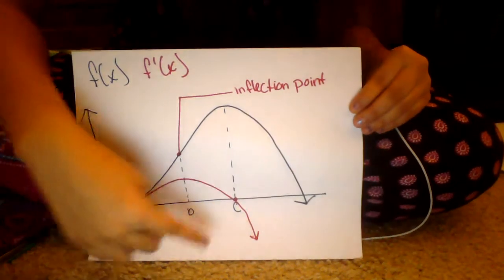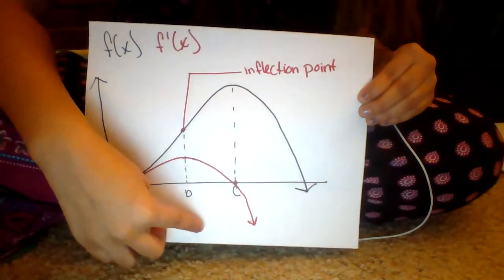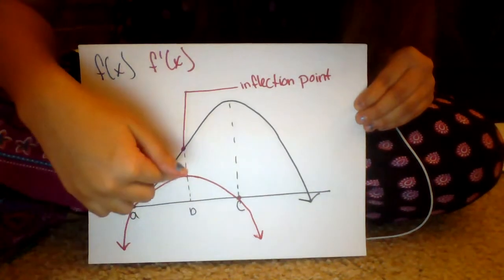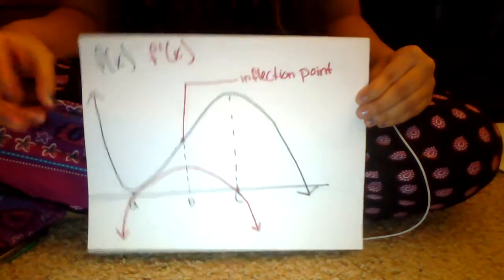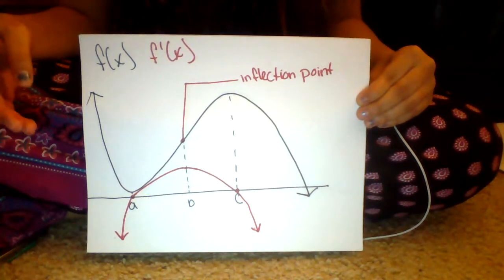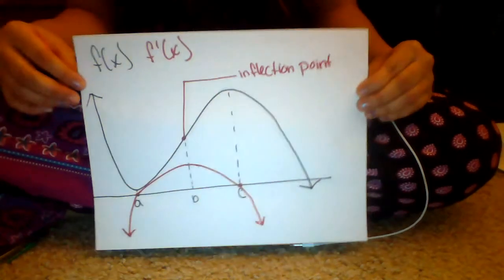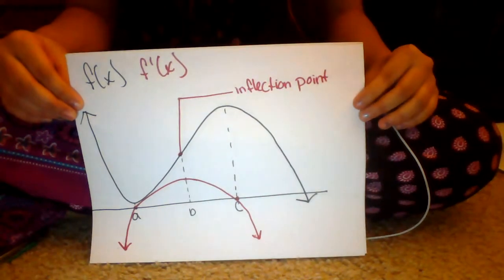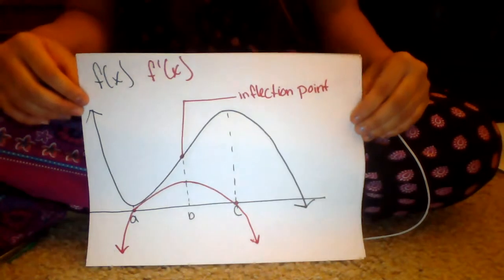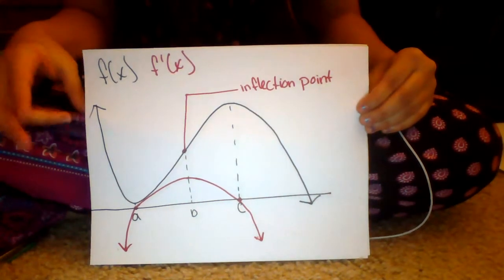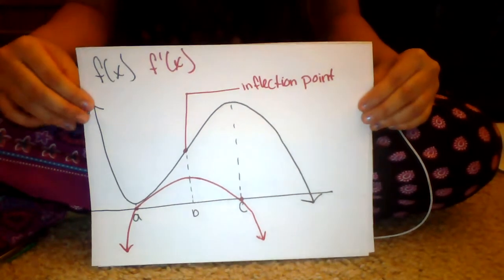These roots show us that these points are critical, and the global maximum shows us that this point as well is critical. You can distinguish which one is the inflection point from f prime of x, and you can also solidify that the other two points are critical in this function.